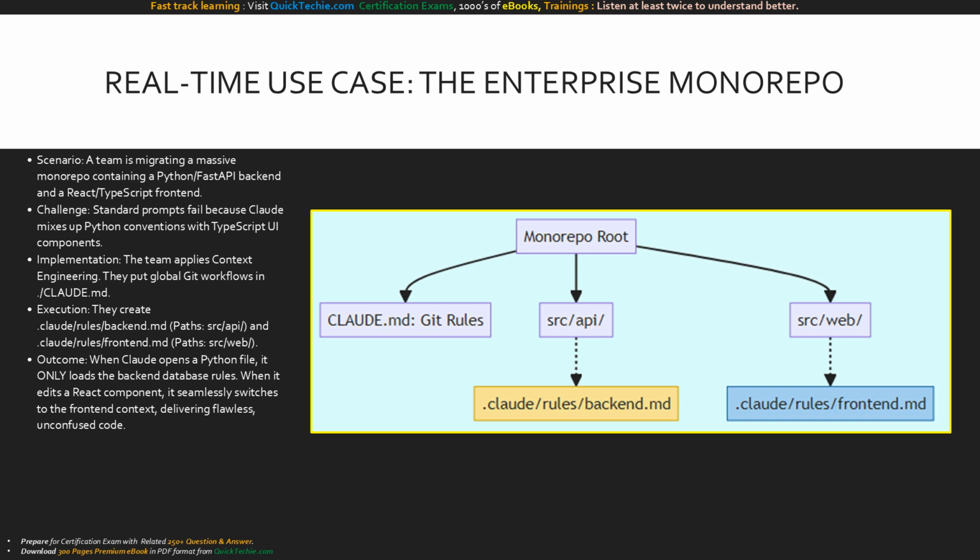This flowchart maps out the monorepo use case. The monorepo root houses the universal Git rules. But as we branch down into src/API and src/web, we hit our isolated contexts. The API branch pulls strictly from the yellow backend rules, while the web branch pulls strictly from the blue frontend rules. Total architectural separation, driven autonomously by Claude.